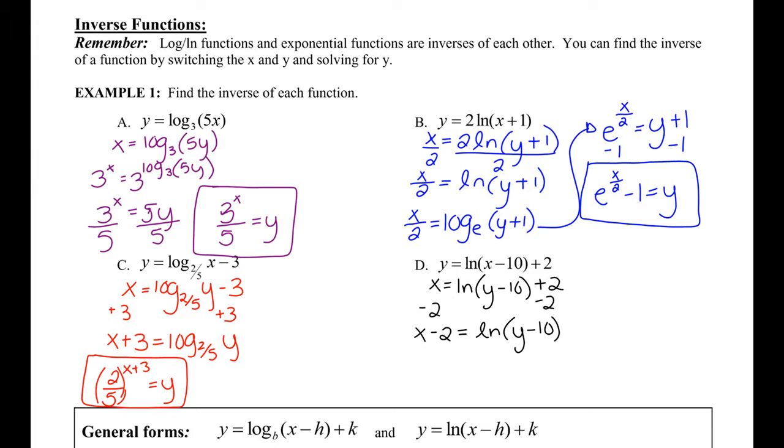Then, just like we did in example B, we're going to either rewrite this as log base e, or remember that the base of the natural log is e, to raise both sides to have a base of e. So the left side is e to the power of x minus 2 is equal to y minus 10. So our last step is going to be to add 10 to both sides to get e to the power of x minus 2 plus 10 equal to y.